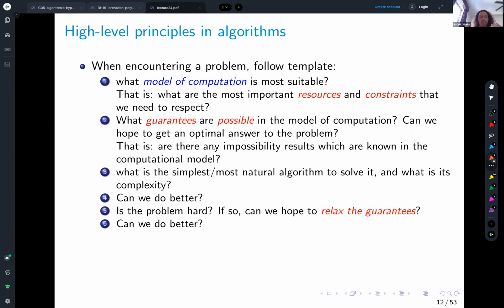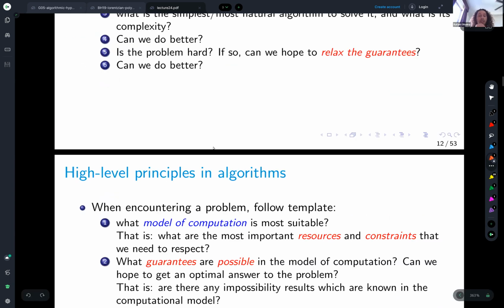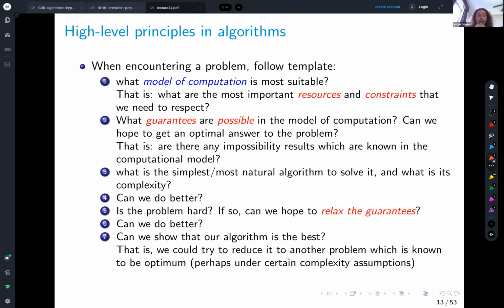All right. So this is the template that we're going to follow, and the ultimate point, once we have this gap, is step 7: can we show that our algorithm is the best, right? And what is the idea? Well, what we would like to know is, could we try to reduce the problem that we have to another problem which is known to be optimal? And by known to be optimal here, we usually need certain complexity assumptions, right?